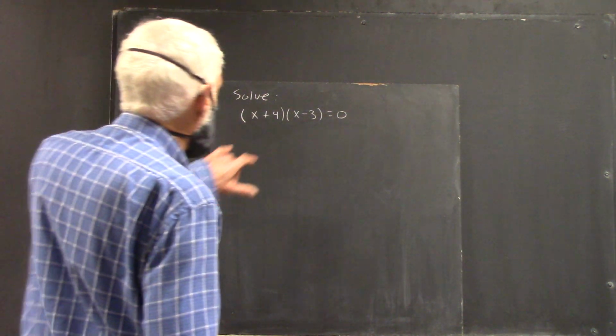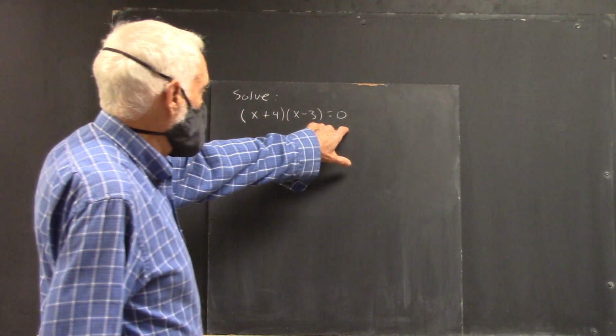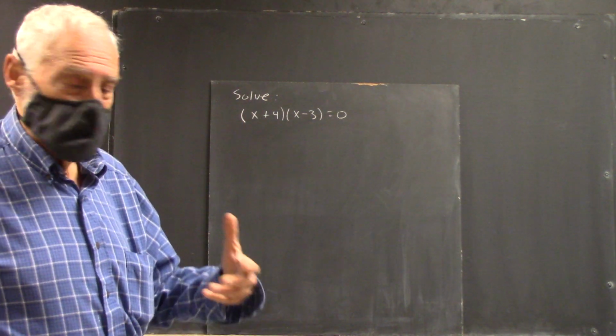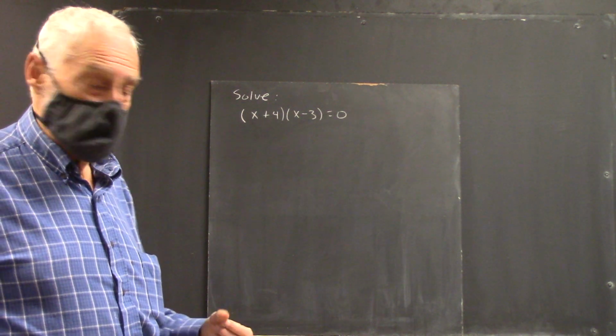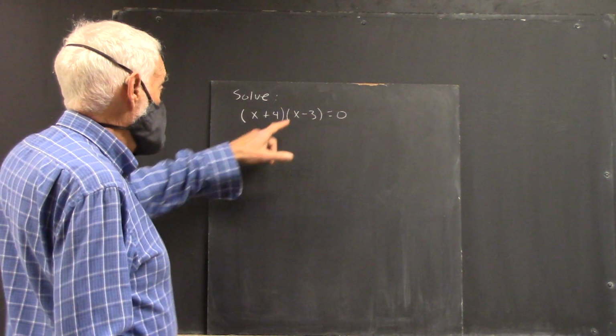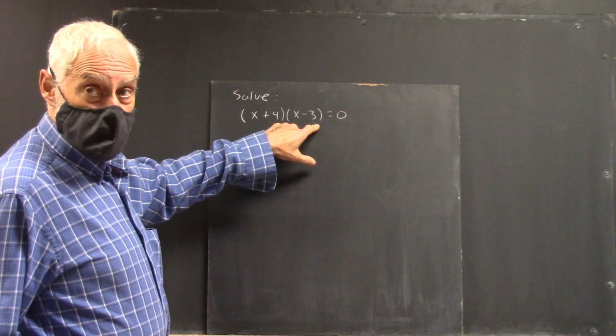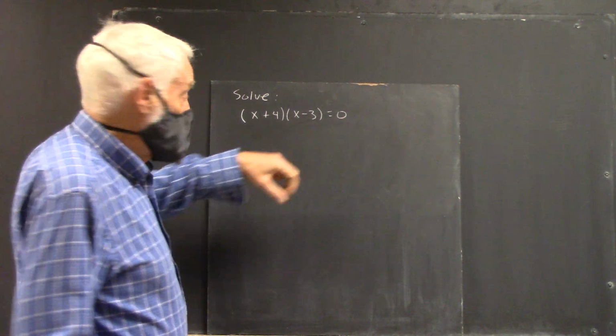Okay. (x plus 4) times (x minus 3) is 0. We want to solve this equation for x. And this is pretty obvious if you think about it. The equation's true if x equals 3, because x minus 3 would be 3 minus 3, that would be 0. Okay?